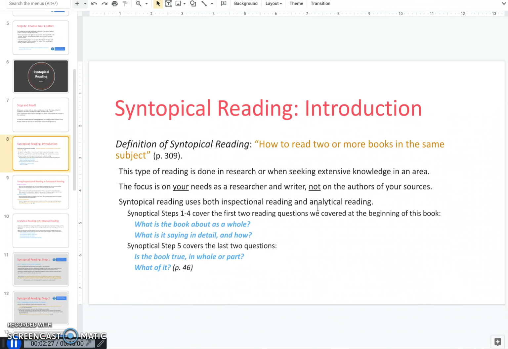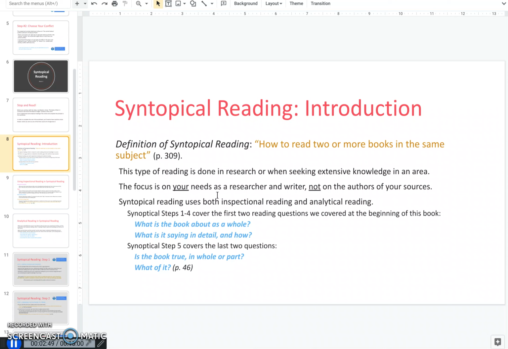All right, what is syntopical reading? Adler and Van Doren define it as how to read 2 or more books, or I would say sources, on the same subject. So for assignment 2, you're going to be practicing syntopical reading because you're going to be reading at least 2 or 3 sources on the Book of Ruth, okay, on the same subject.